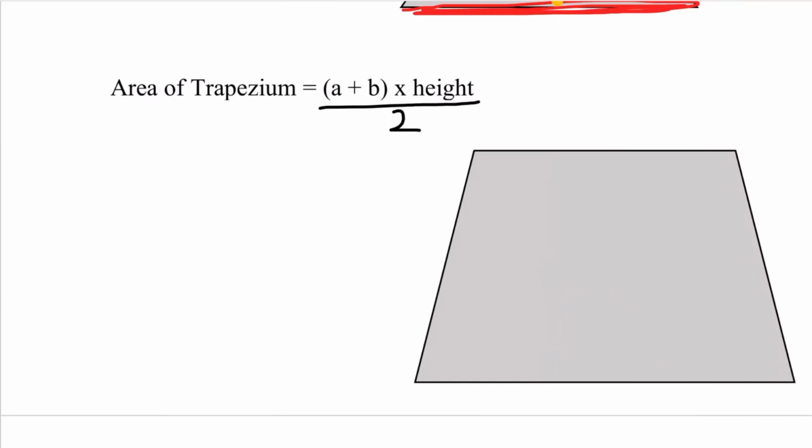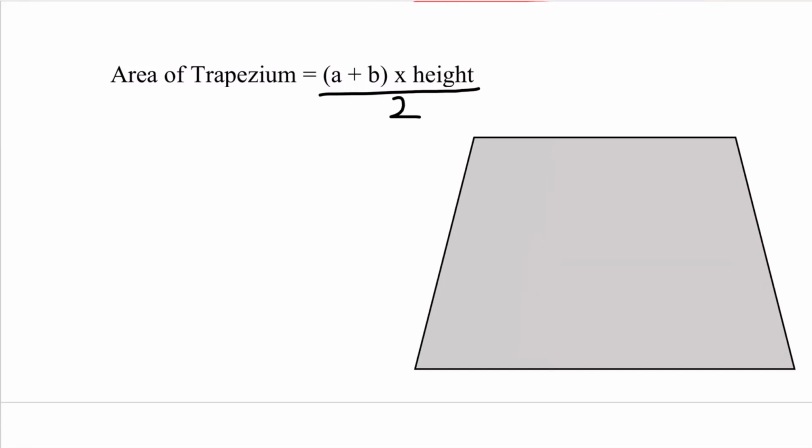Now, area of trapezium is a little bit different than triangle and rectangle. So here, the formula of solving area of trapezium is a plus b into height and then divide by 2. Now, what is a and what is b? In the previous shape which we discussed, the triangle, we found out that this is the height, right? So, now what is a and what is b?